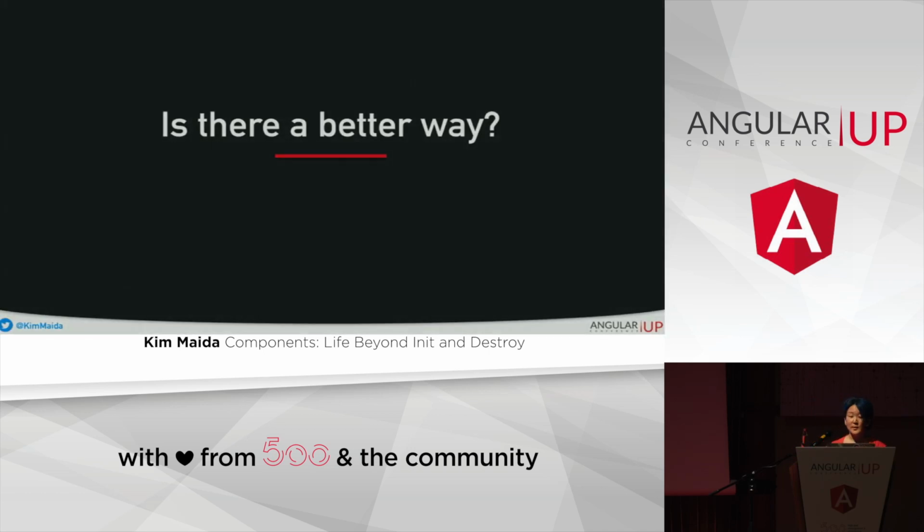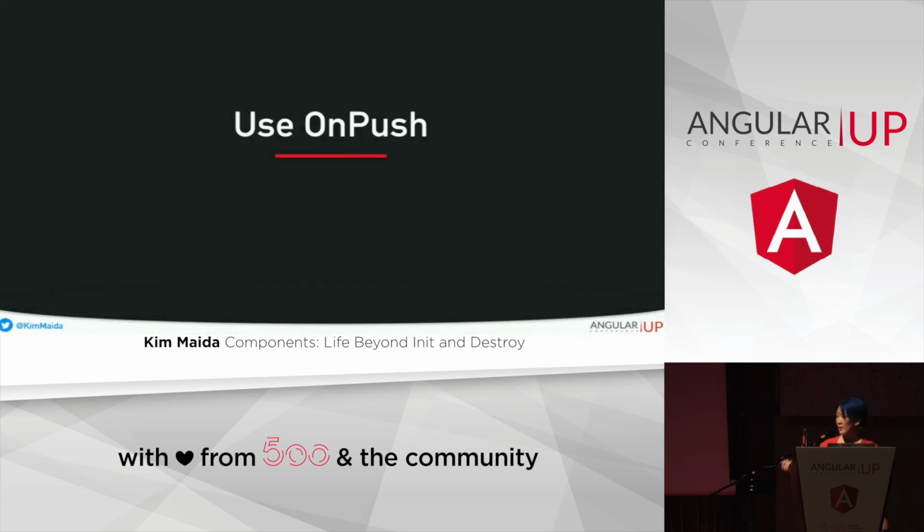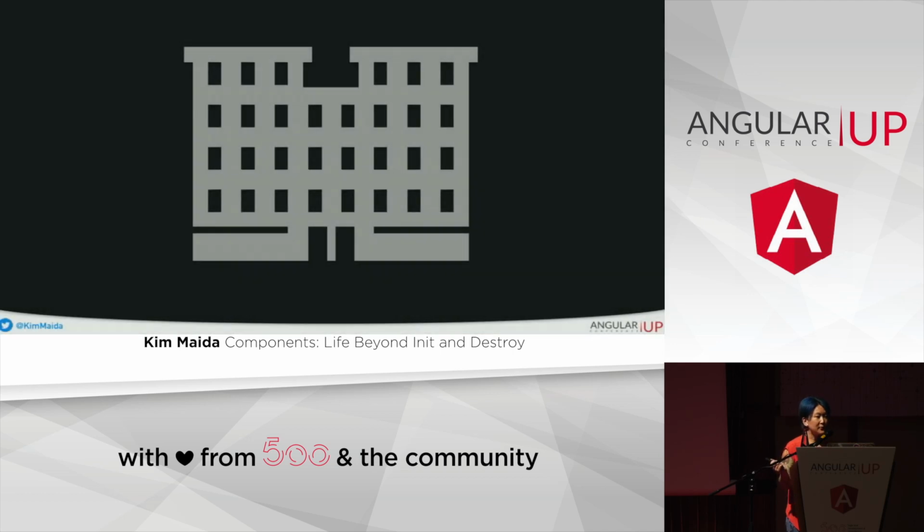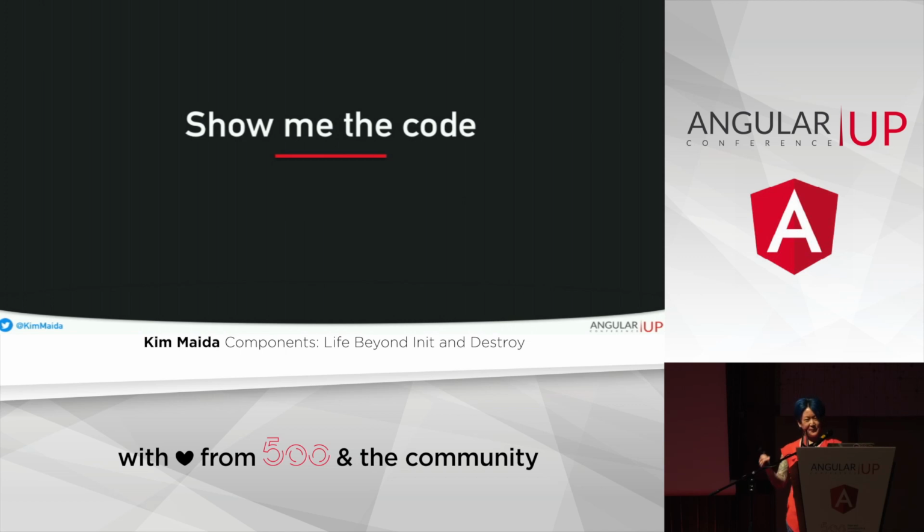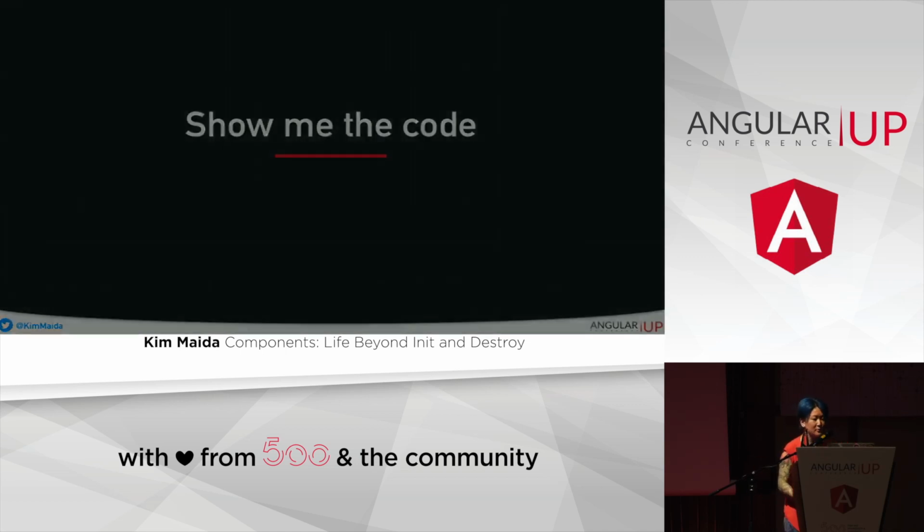So is there a better way? Well, yes, of course there is. We could use onPush. In order to visualize onPush, here's our app building with the component rooms. Somebody's coming home, a light turns on because the room's going to undergo a change. But then with onPush, this is actually the only location where change detection takes place. So that's great. But how did Angular know that? How did this work? We're going to look at the code really quick.